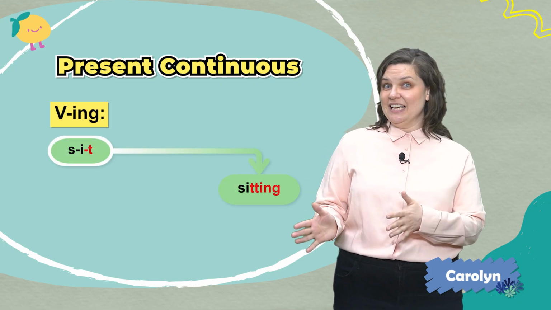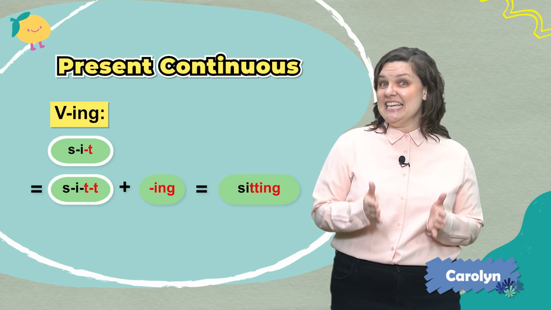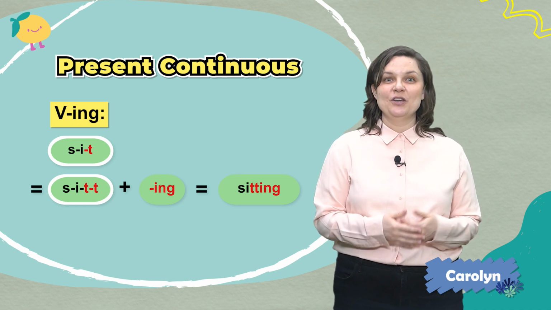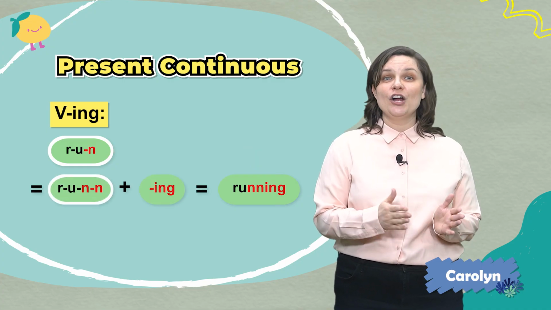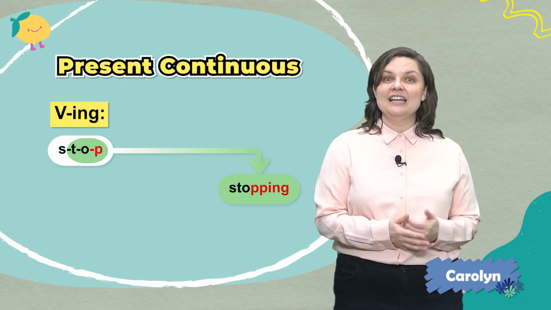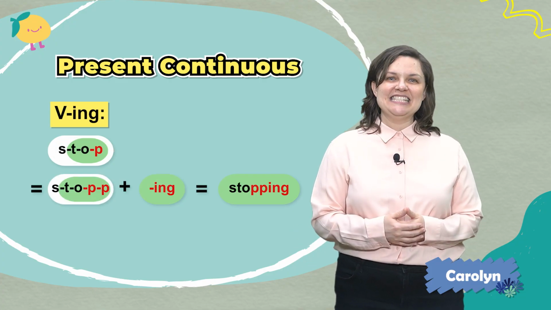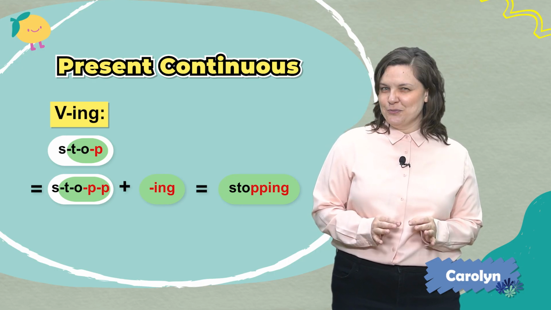Now let's look at some examples of the double consonant. Sit, sitting. So S-I-T becomes S-I-T-T-I-N-G. Run, R-U-N, becomes running, R-U-N-N-I-N-G. Stop and stopping, S-T-O-P-P-I-N-G.